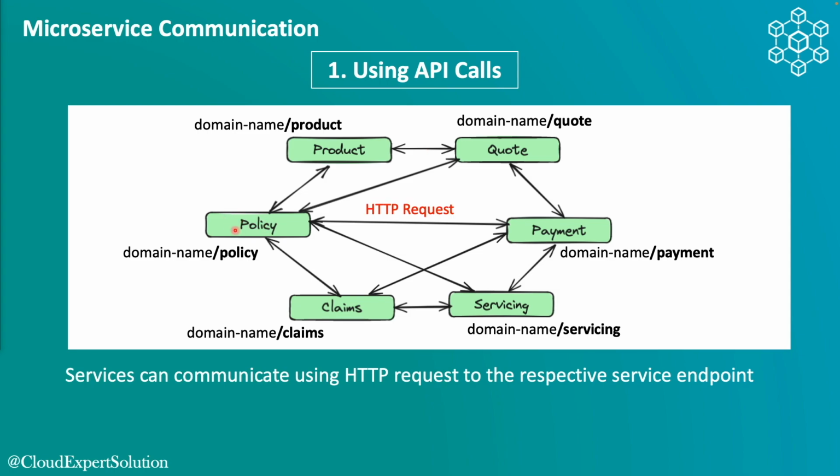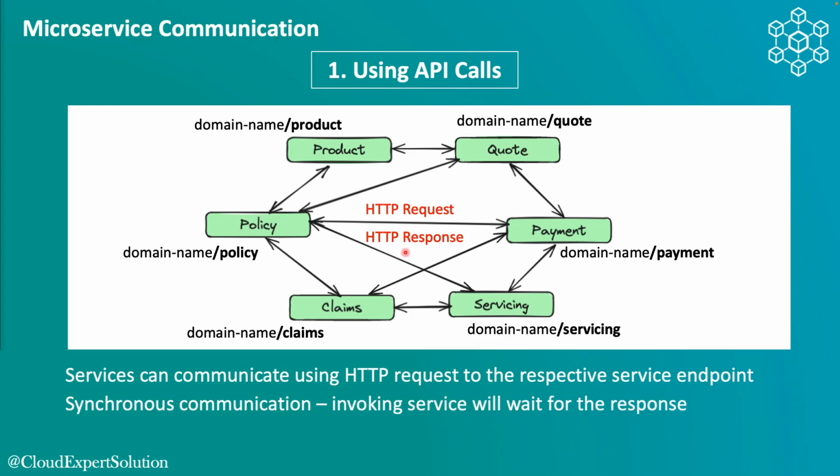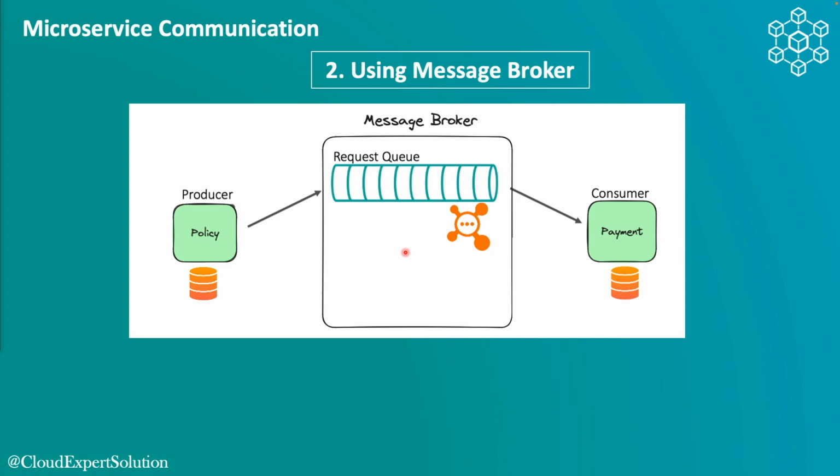Let's assume the policy module is trying to communicate with the payment module. The policy module will initiate an HTTP request. The payment module will process that request and will return an HTTP response. This is an example of synchronous communication. That means the invoking service will wait for the response. For our case, once the policy service initiates an HTTP request, it will wait for an HTTP response from the payment module. The next communication technique could be using a message broker. Let's say we have our producer application, or the policy application.